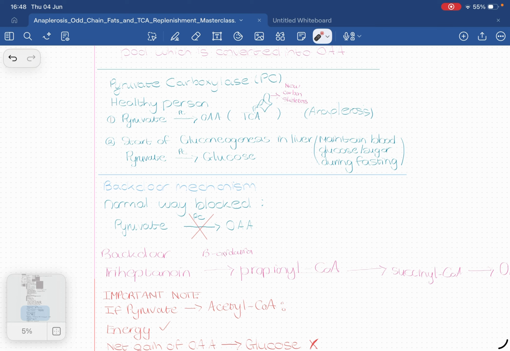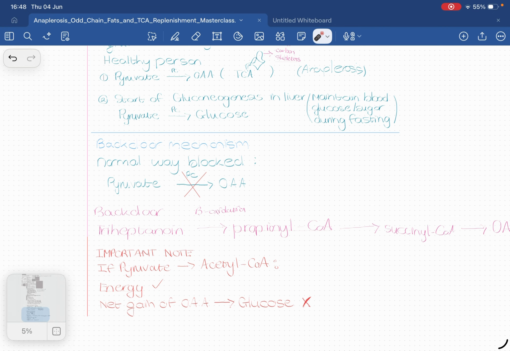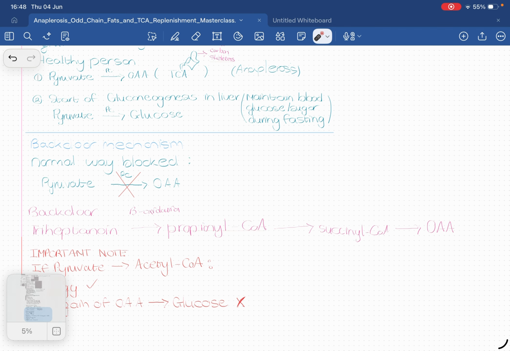But now in a patient that has a defect, this pyruvate can't be converted into oxaloacetate in the normal way because this enzyme is blocked. So now we need to follow the backdoor mechanism that I explained, with triheptanoin being converted into propionyl-CoA, and then into succinyl-CoA, and then into oxaloacetate.